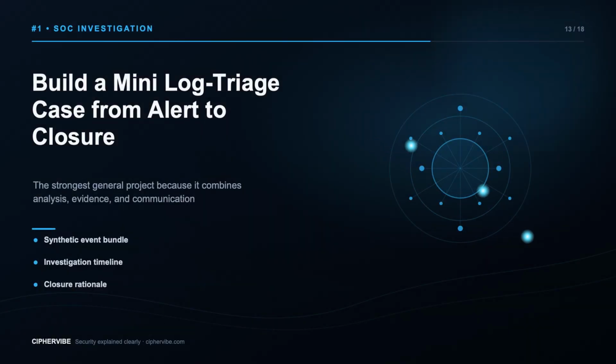Project 1 is a complete log triage case. Create a small synthetic event bundle containing a suspicious login, a new process, and a benign explanation. Build a timeline, test 2 hypotheses, document the evidence, and close the case with a clear rationale. Publish the data generator, queries, timeline, and final report. It demonstrates an end-to-end analyst workflow without touching a real target.